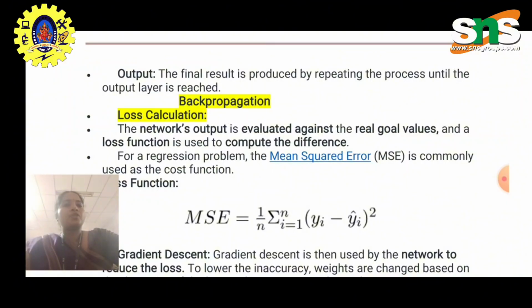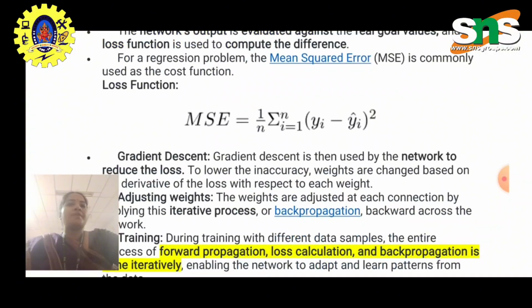What is backpropagation? Loss calculation. The network's output is evaluated against the real target values and a loss function is used to compute the difference. For a regression problem, the mean squared error is commonly used as the cost function. So the loss function here is represented by the mean squared error, MSE, which is equal to 1/n summation i=1 to n (yi - yi bar) whole squared. So we have to calculate the gradient descent here. So what is gradient descent? It is then used by the network to reduce the loss. So we have to reduce the loss by means of gradient descent.